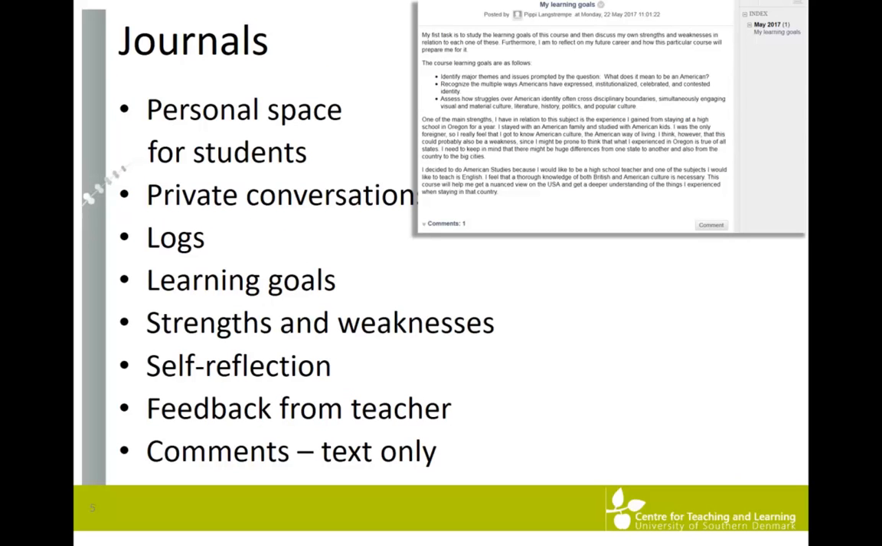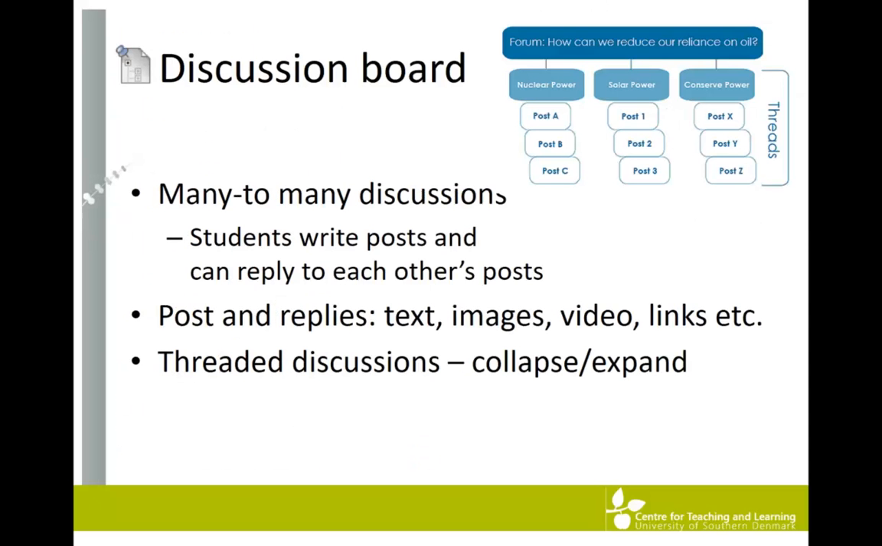Journals look like the blog, but these are private spaces for individual students. Only the teacher can see what each individual student writes, so journals are for private conversations. They can work as logs for students who can write posts in which they set learning goals for themselves at the start of the course, reflect on their strengths and weaknesses, and on the progress they are making. Posts can be text, images, video, etc. The teacher can give feedback. Note that comments can only be text.